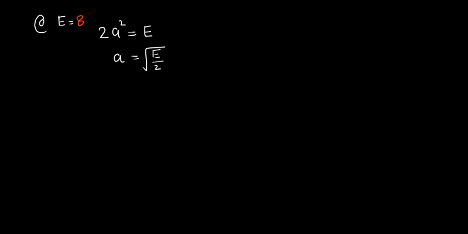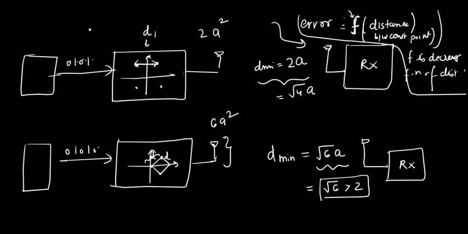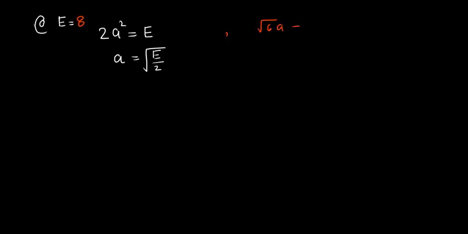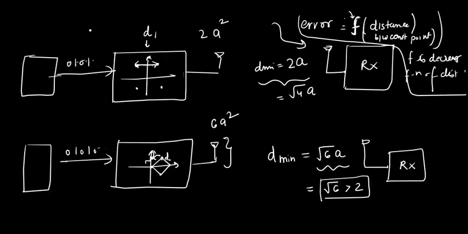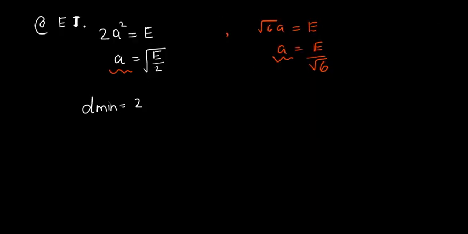Okay, now you have root 6 a is equal to E. So, a is equal to E by root 6. So, if you make your a like this, now the energy of both are equal, E. Let it be E. Now what would be the d min here? 2 root E by 2, that is equal to root 2 E.